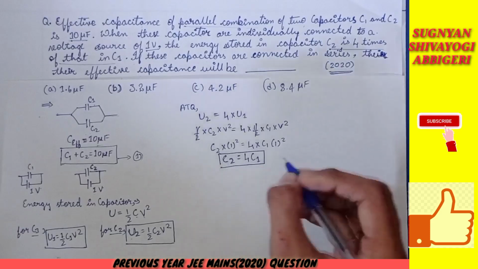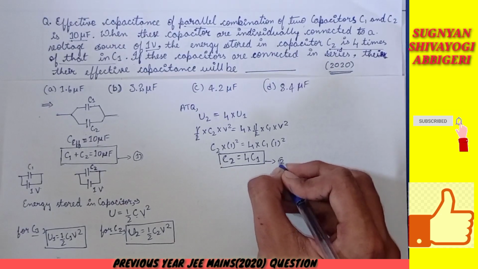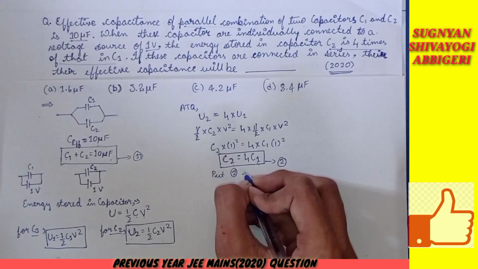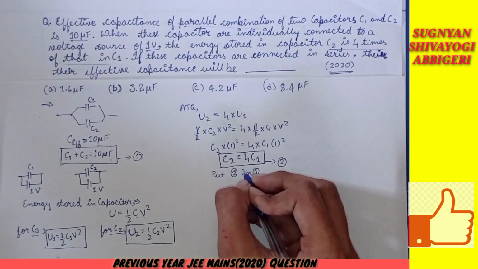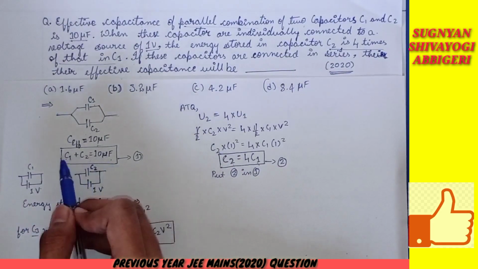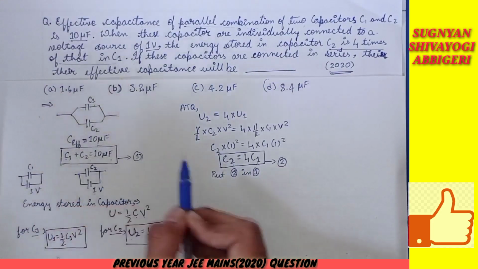Let us write this one as equation 2. Put equation 2 in equation 1, meaning we will put the value of C2 in 1. That means C1 plus C2 is equal to 10 mu farad, so C1 plus 4C1 is equal to 10 mu farads.